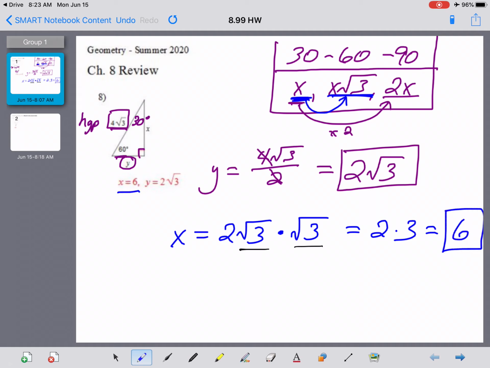And here we go. X was 6, and y was 2 root 3. Don't be fooled by the alphabetical order of the variables here, guys. It doesn't necessarily mean that you have to find x first before y. The short leg is the key right here in a 30, 60, 90. So if you don't know the length of your short leg, but you do know one of the other sides, you always want to find that first.